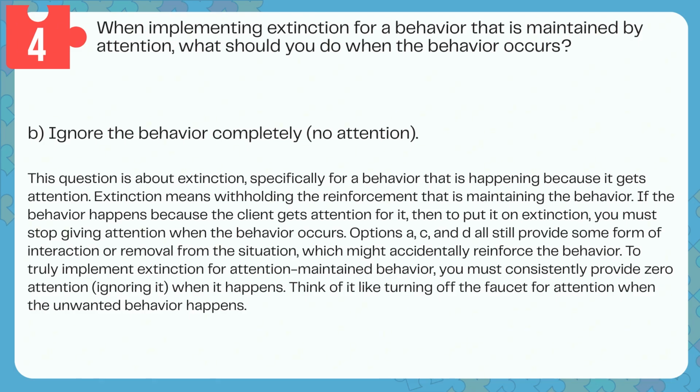Options A, C, and D all still provide some form of interaction or removal from the situation, which might accidentally reinforce the behavior. To truly implement extinction for attention-maintained behavior, you must consistently provide zero attention. Ignoring it when it happens, think of it like turning off the faucet for attention when the unwanted behavior happens.